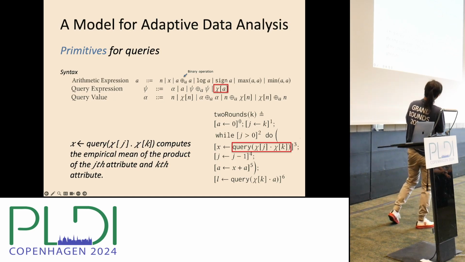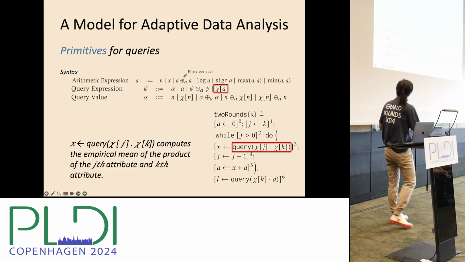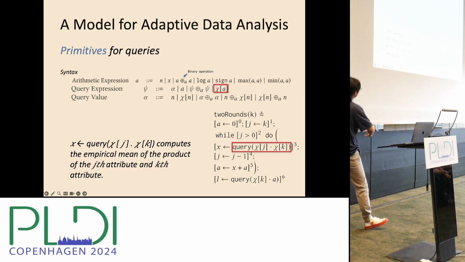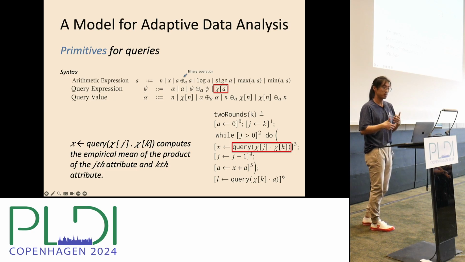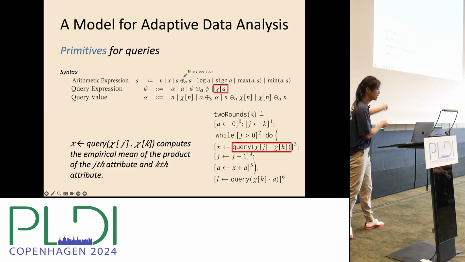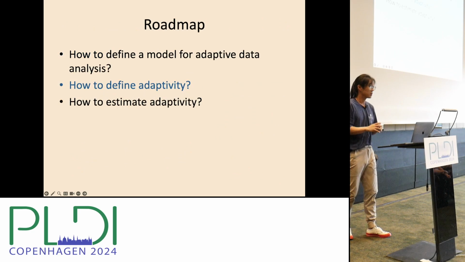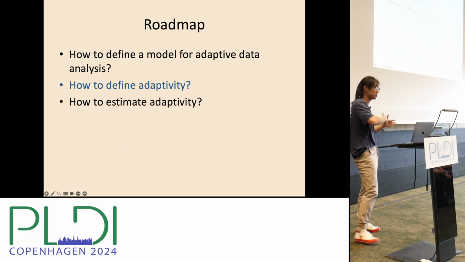And the interesting part is at line 3, we have a query request. We focus on linear queries, so this line 3 means a query request that computes the empirical mean of the product of the J's attribute and the K's attribute. Now we are able to write some programs.